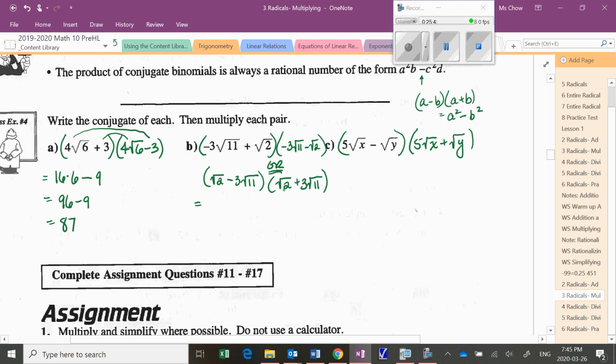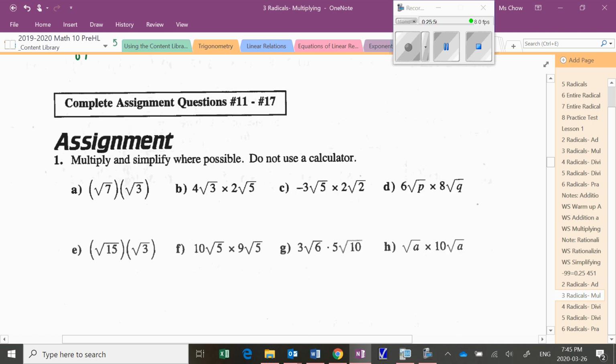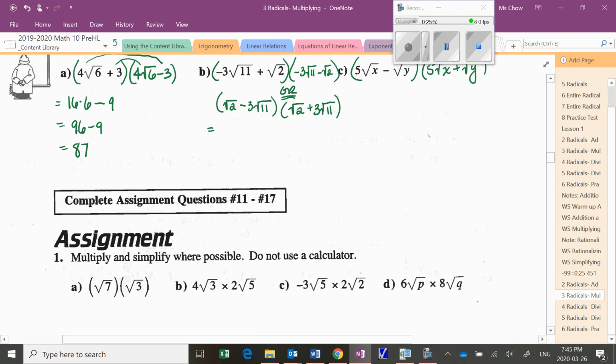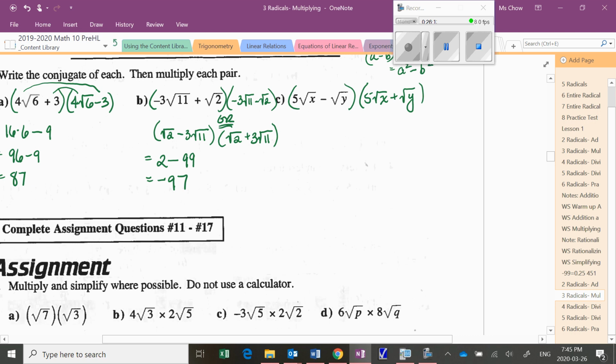So root 2 times root 2 is simply 2, and then minus 3 times 3 is 9. Root 11 times root 11 is 11, so 9 times 11, so why don't we just write that down, which is 99, so 2 minus 99 is negative 97 then. So yet another integer. If you end up with a radical and you've got conjugate pairs, then you know that you have made an error.